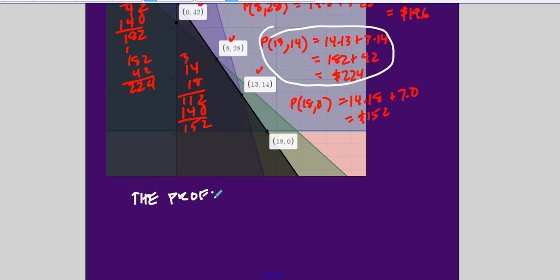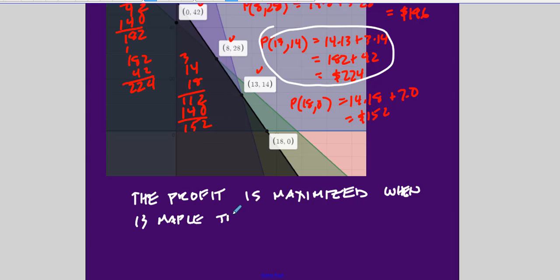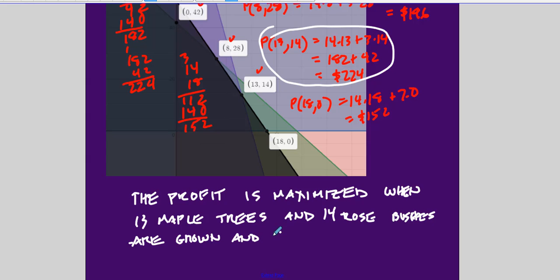The profit is maximized when 13 maple trees and 14 rose bushes are grown and sold. So this concludes the work on this particular problem.